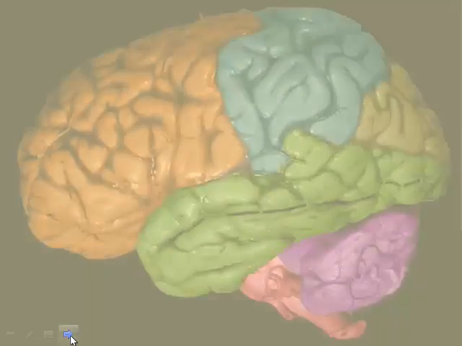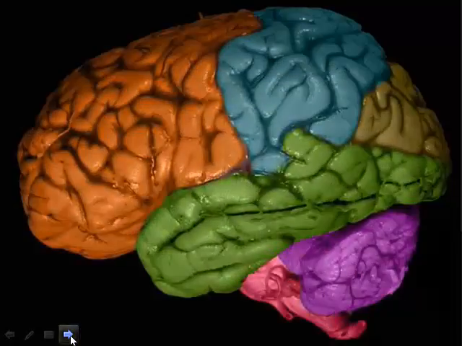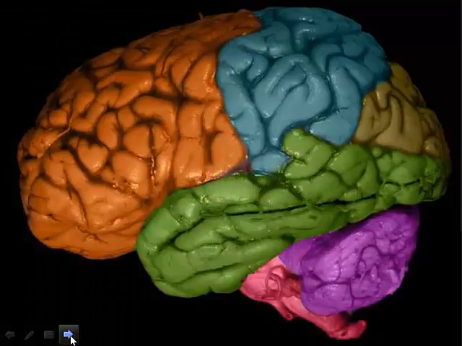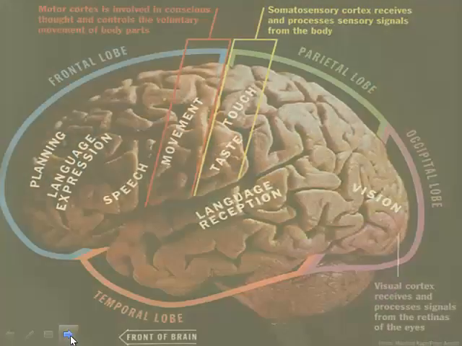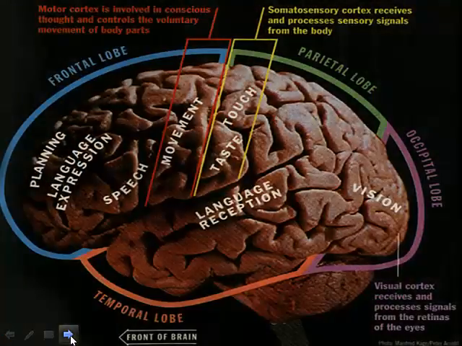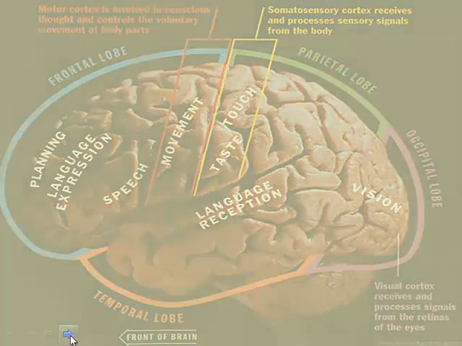Here is an artist's rendering of the lobes of the brain with the cerebellum and brainstem. Here you can see how the movement or motor area is at the back of the frontal lobe, and the touch or sensory area is at the front of the parietal lobe. Let's look at these areas more closely.